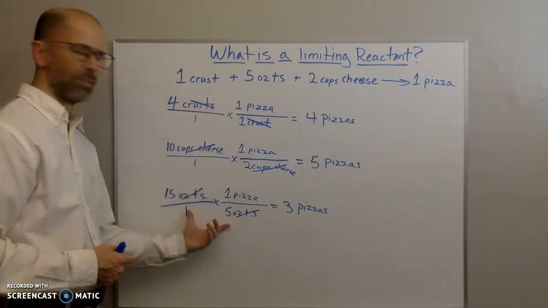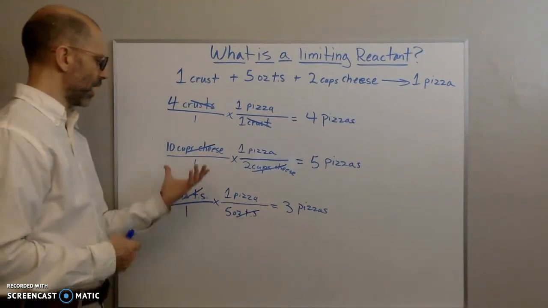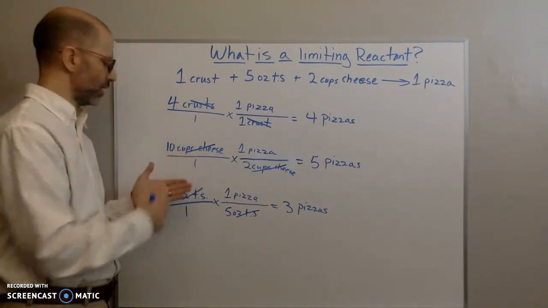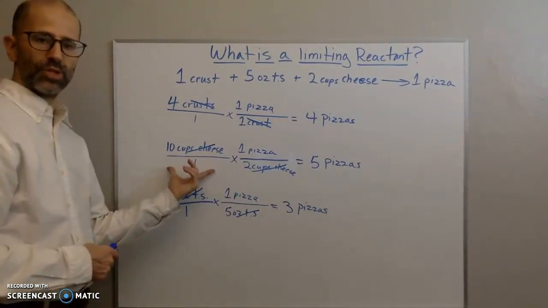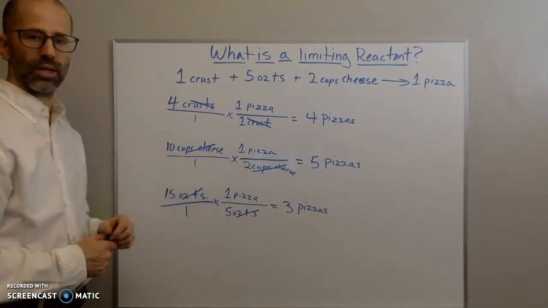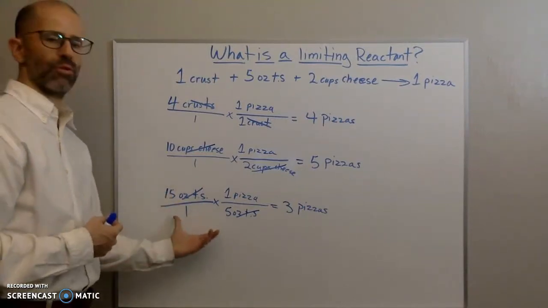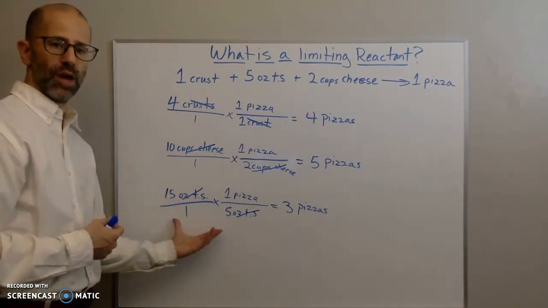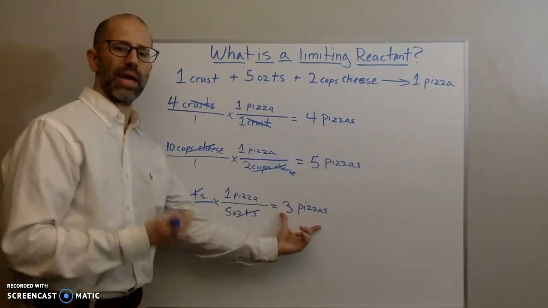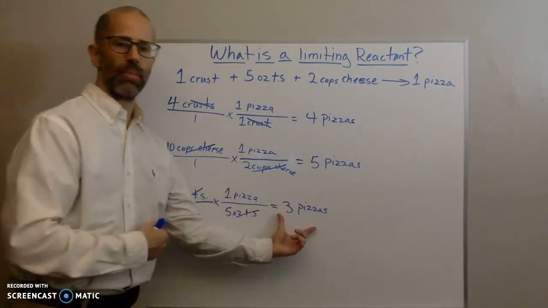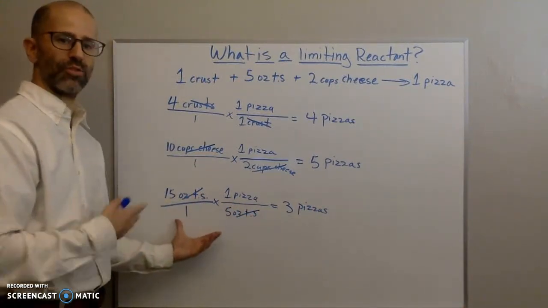If I run out of tomato sauce after 3 pizzas, then I'm going to have leftover ingredients. I'm going to have 4 cups of cheese left over, and I'm going to have 1 crust left over. But I can't use them because I've run out of the tomato sauce. That's because I only had enough tomato sauce to make 3 pizzas. So after I make the third pizza, I've run out of this ingredient, and so I'm done.